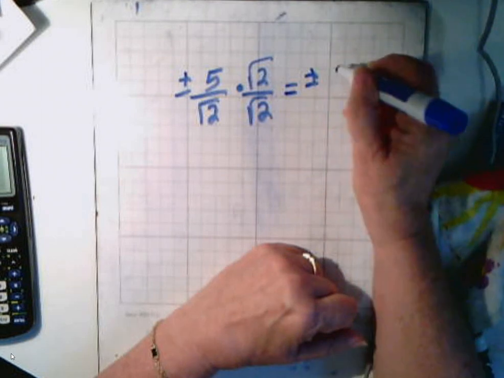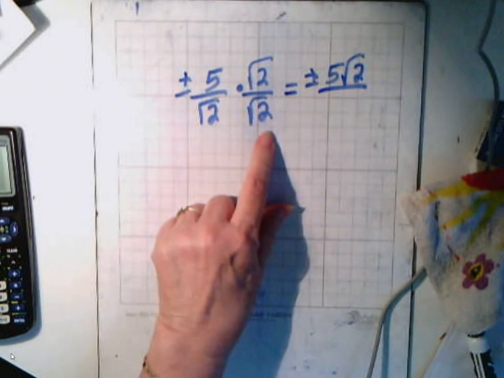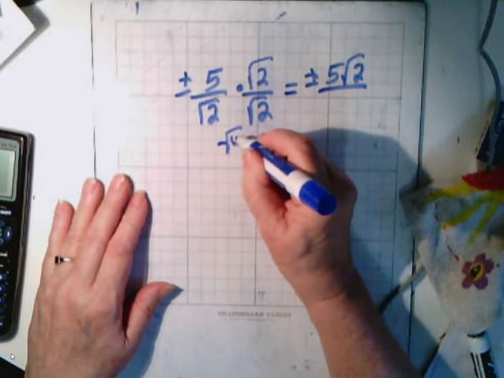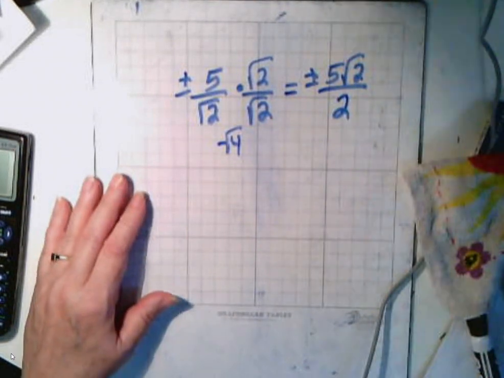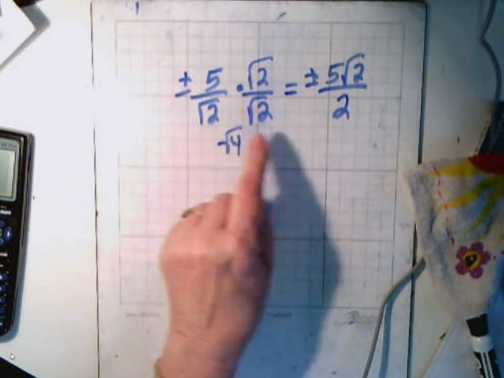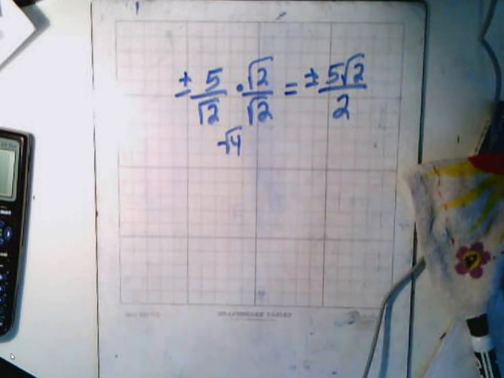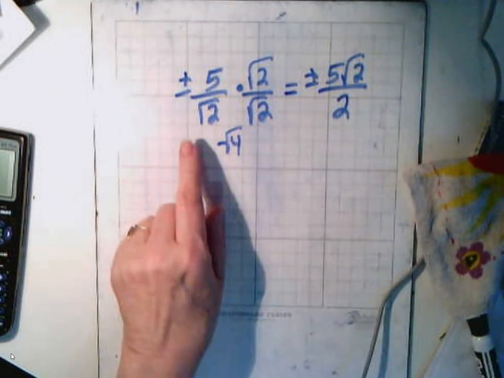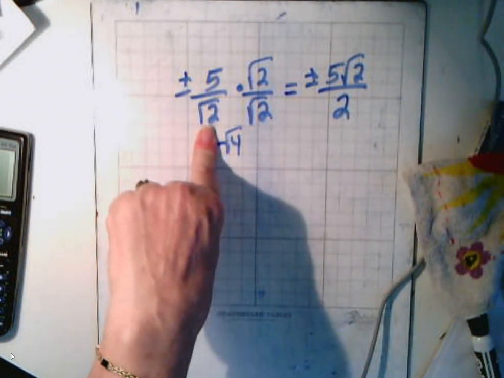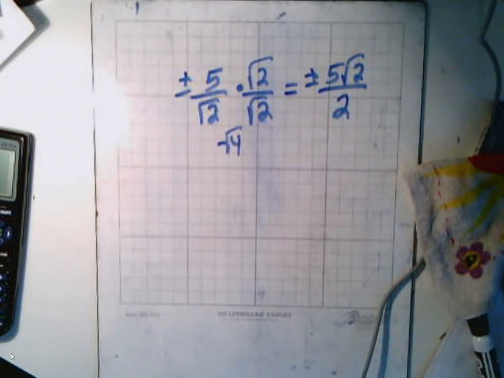So I'll get plus or minus 5 square root of 2. The square root of 2 times the square root of 2 is the square root of 4, but the square root of 4 is 2. So plus or minus 5 over the square root of 2 is the same thing as saying plus or minus 5 square root of 2 over 2. It's just that this is simplified in the fashion that we want, by what is called rationalizing the denominator. So if you have any questions on that, let me know.